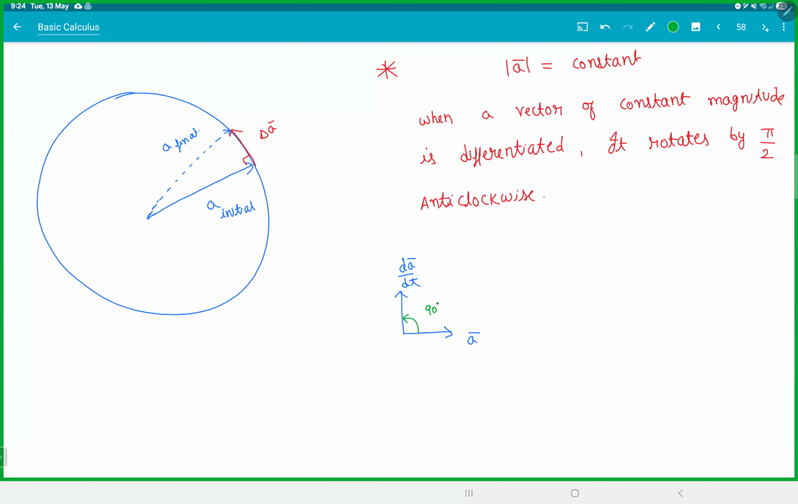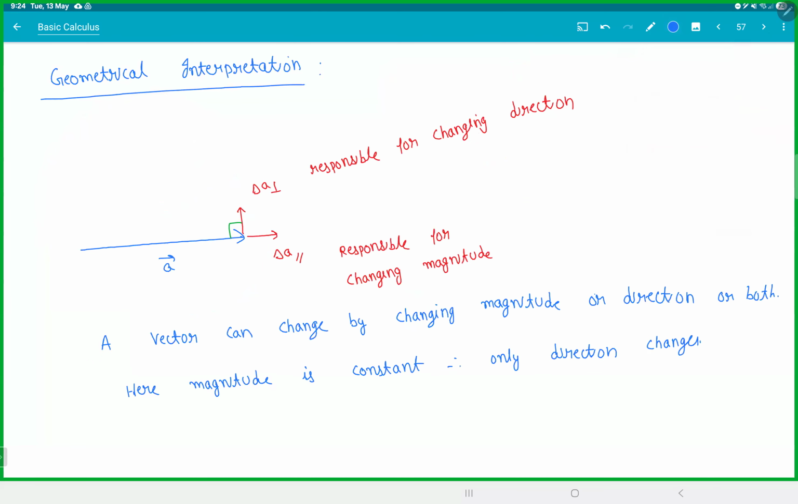Sir, can you explain the geometric interpretation again? This is the interpretation, right? See, you can change the vector here. Same thing, I'm saying if the magnitude is constant, then this delta A parallel is always 0, right? Yes, sir. Then that means only this guy is left out, and this guy is always perpendicular to A bar.